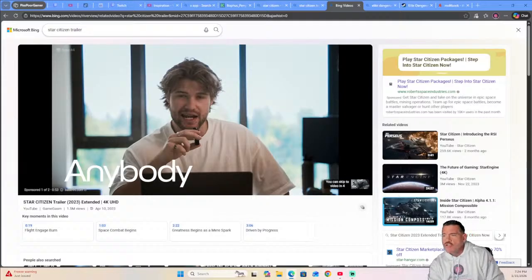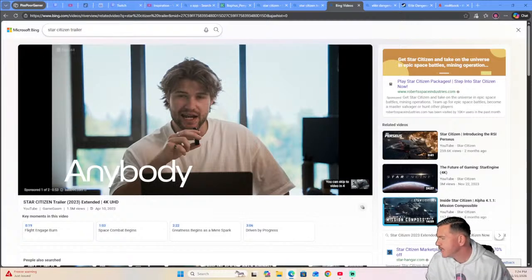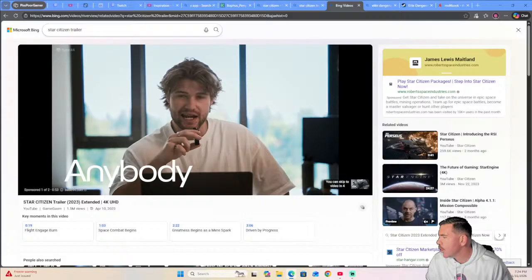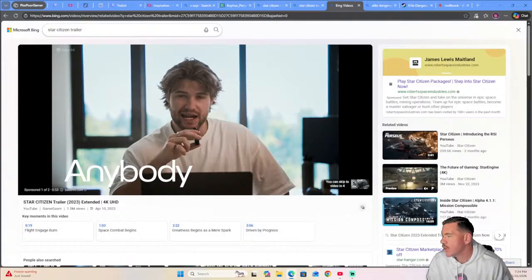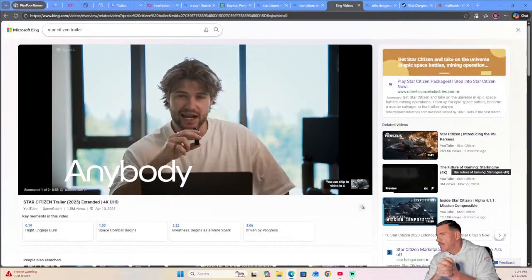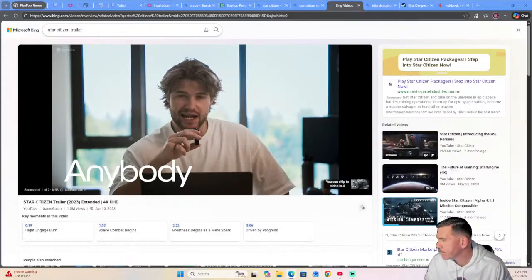They raised $900 million in funding. That's crazy. Inside Star Citizen, they have Alpha 4.1.1, so there have been a whole bunch of these different versions. Yeah, Star Citizen is only on PC. Okay.